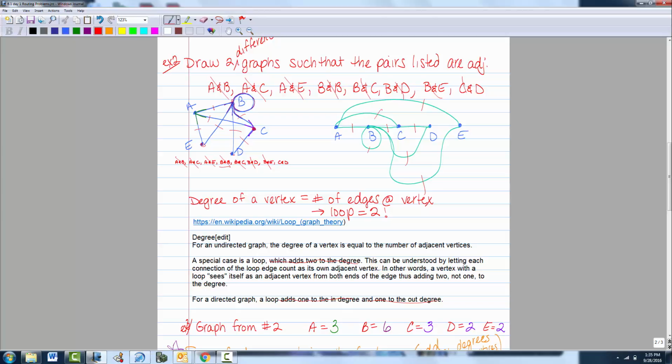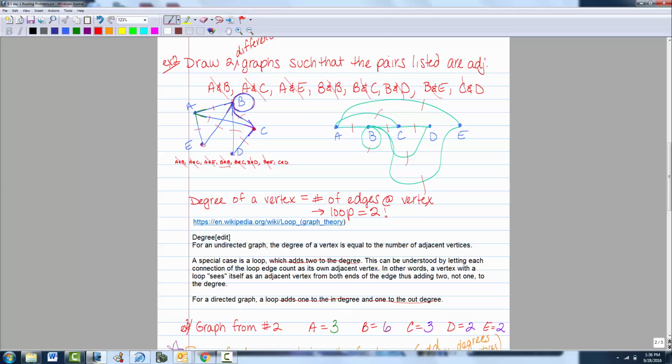Now, B is a little strange. B goes to C, D, E, and A. So that's 4, right? But then what does B go to B? What does that add to it? 2. So that's why B has a degree 6. So loops count as 2 for degree. But it is only one edge there. We're just talking about the degree of it. And I jacked that up first hour when we did the next thing. You don't need to know about that.